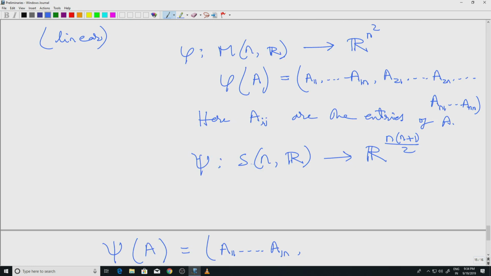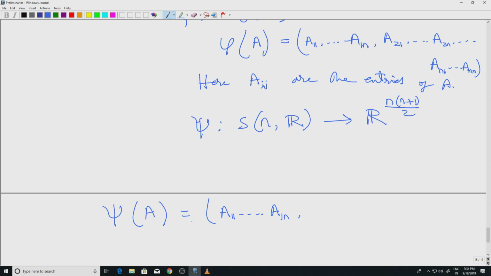And as for the space of symmetric matrices, I do something similar. The first row, I just put out the first row of A. As for the next, I do not start with the full second row, I start with A22 and go all the way up to A2n. And for the third one, I would start with A33, go up to A3n, and so on. So, the final entry will be Ann.